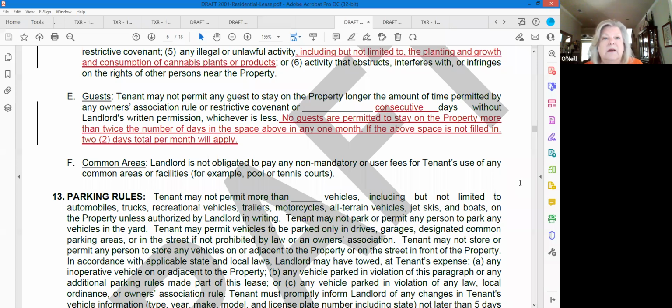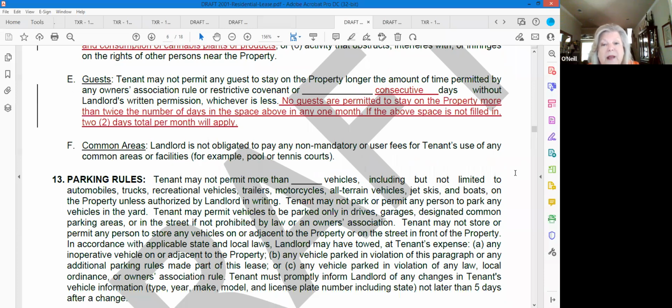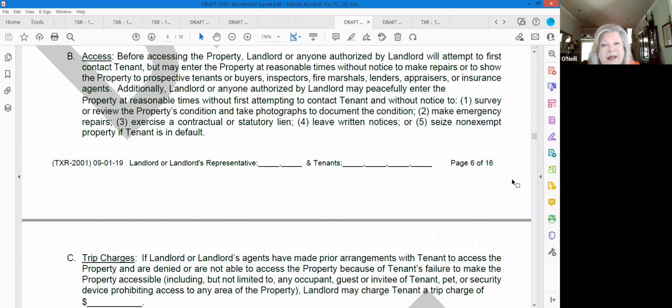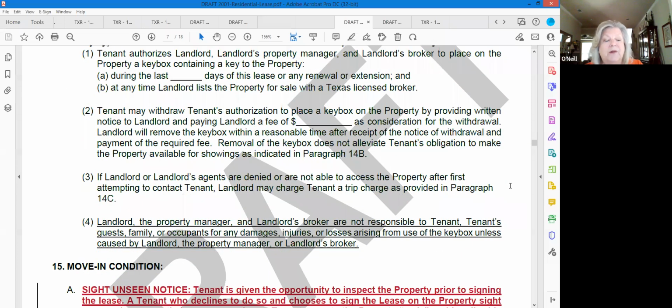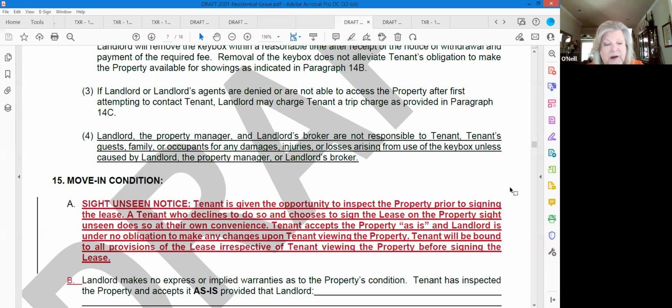The number of guests. Well, currently it says you can stay for so many days without written permission from the landlord, whichever is less, right? But no guests are permitted to stay on the property more than twice the number of days in the space above in any 1 month. If the above space is not filled in, 2 days total per month will apply. And that was because agents really were remiss in making sure that a value was put in there so that the tenant understood what they were able to allow for guests to stay without the written permission from the landlord. Again, many times when we make these changes, we put everything that's been in a wish list because it's very costly to go through this process and change our forms.